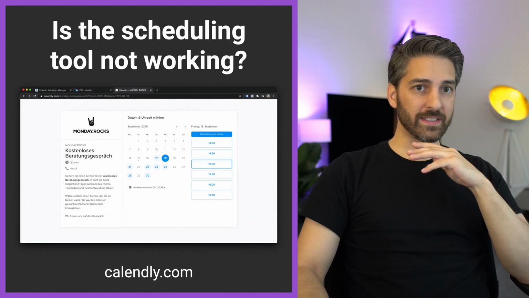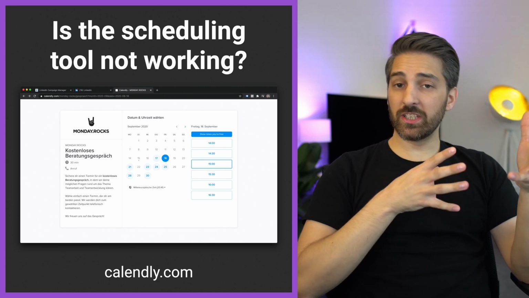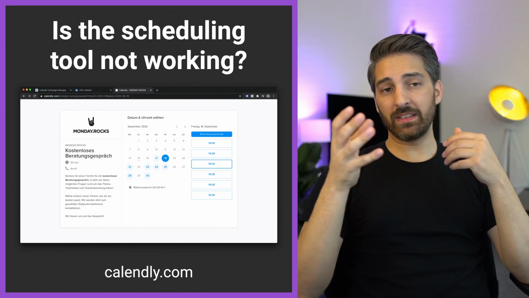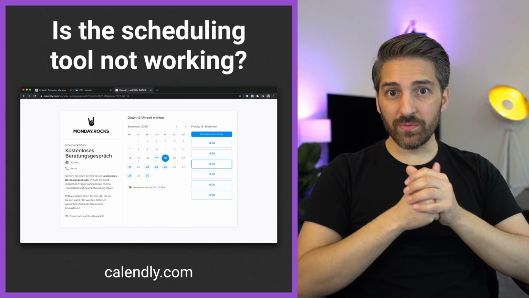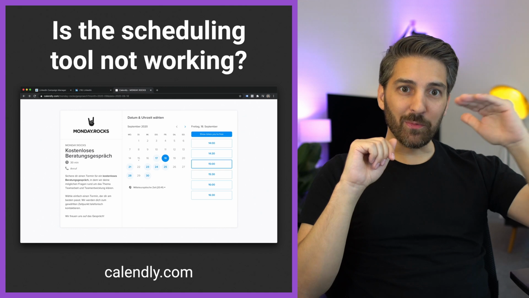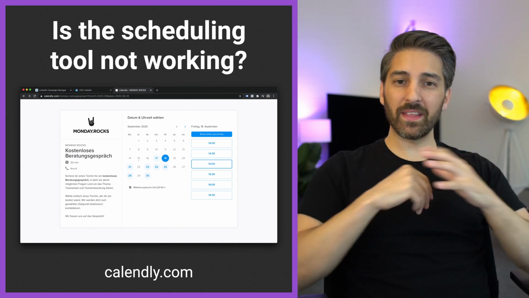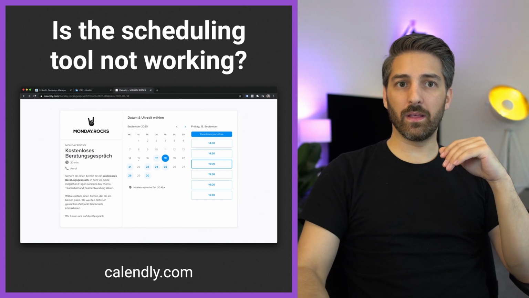Scheduling a call is done here with Calendly. Maybe the scheduling tool is not working the way the user expects, or the available appointments just don't fit in their schedule. You really have to look at every step of the funnel where something could go wrong. And this is how you can identify the bottleneck.